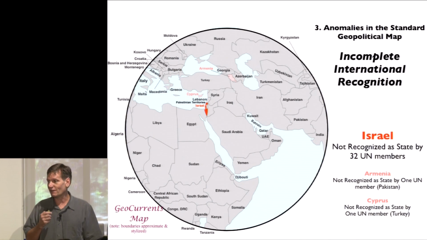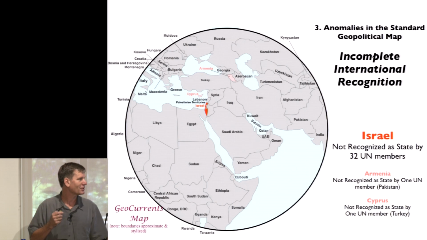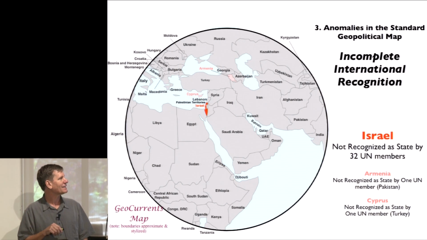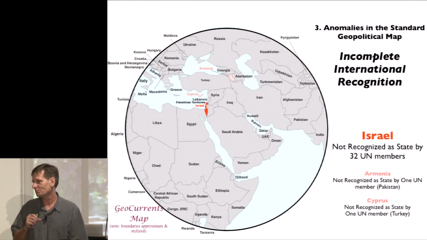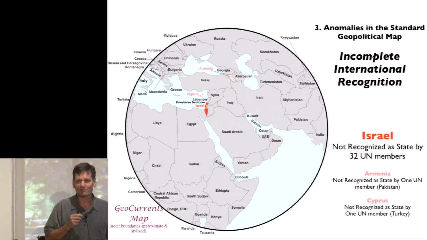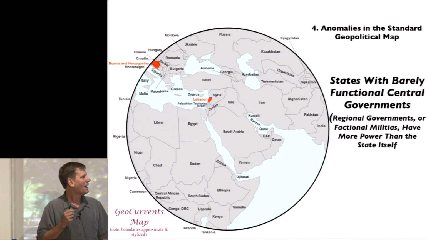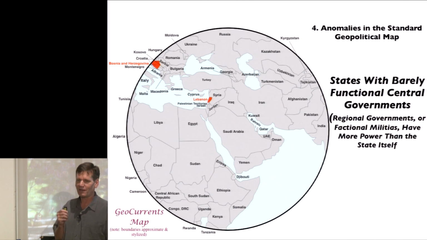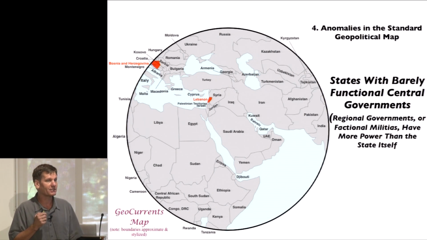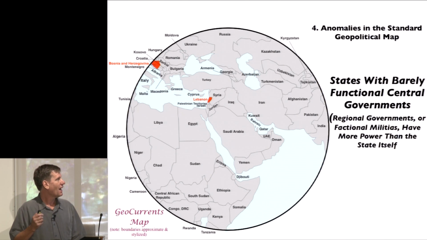Then we have Israel, which is a UN member, but it's not recognized as a state by 32 UN members. And interestingly, even Armenia and Cyprus are not recognized by everybody. Pakistan doesn't recognize Armenia. Hard to say why. Turkey doesn't recognize Cyprus, and that will become clear in a little while. We have states with barely functional governments. I'll show you a map later on about the country of Bosnia, which is really a pseudo-country. It doesn't really govern itself by any means.